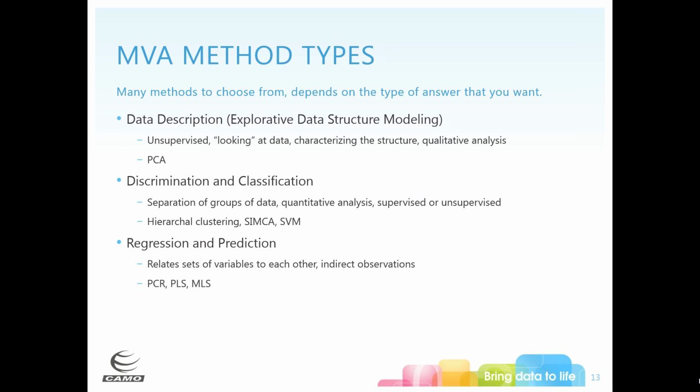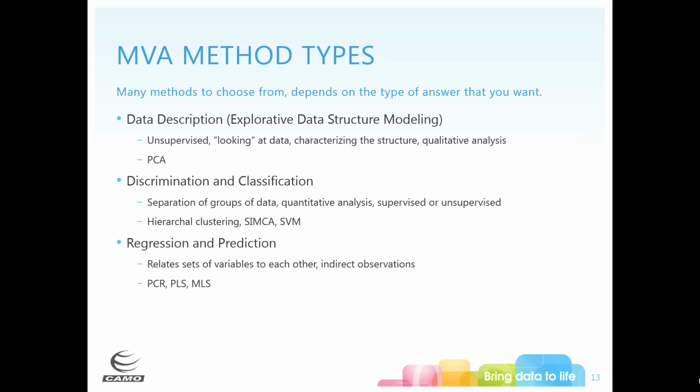So there's lots of different multivariate analysis methods to choose from. It's going to depend on the type of answer you're looking for. We have data description, exploratory data structuring and modeling. This is unsupervised typically. You're just looking at your data, you're characterizing your structure, and it's a qualitative analysis. PCA is a good example of this.